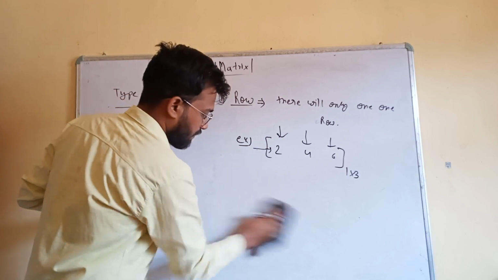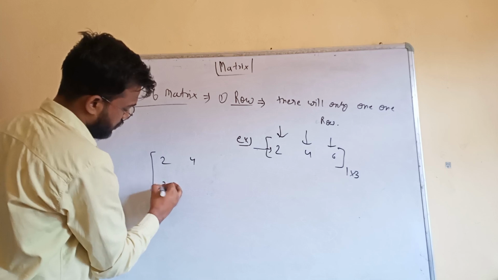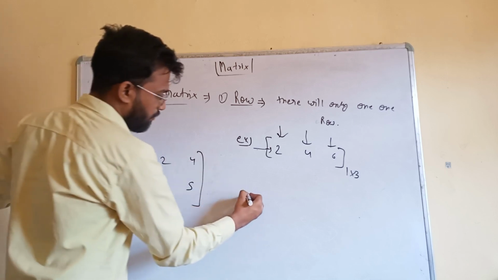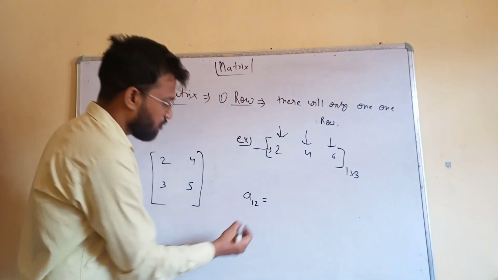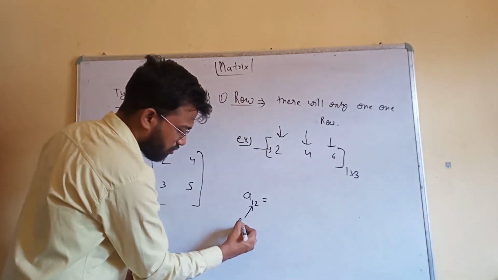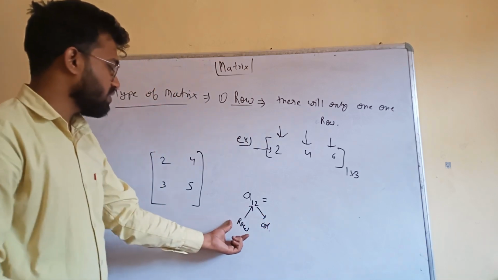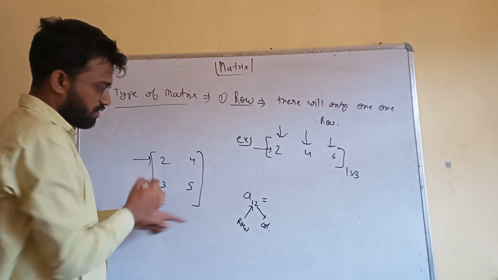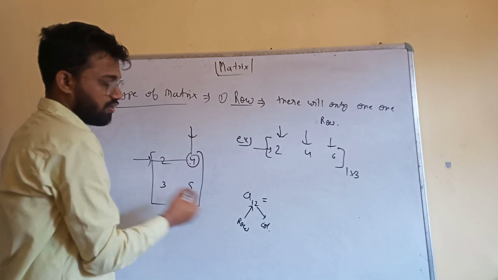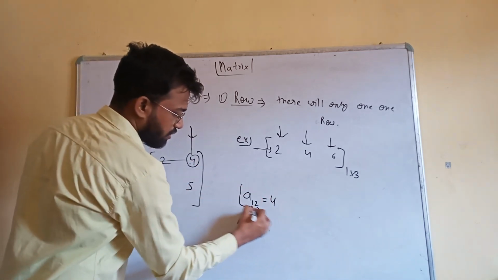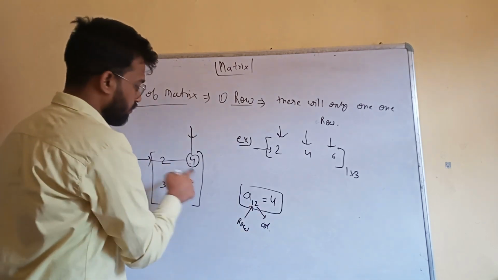Suppose this is the matrix 2, 4, 3, 5. If I am talking about A12, what is the value of A12? First, this is representing the row, this is representing the column. So I am going to find the first row. What is the first row? This is the first row. And the second column, this is the second column. If I close this one, what am I going to get? 4. So 4 will be the value of this element.